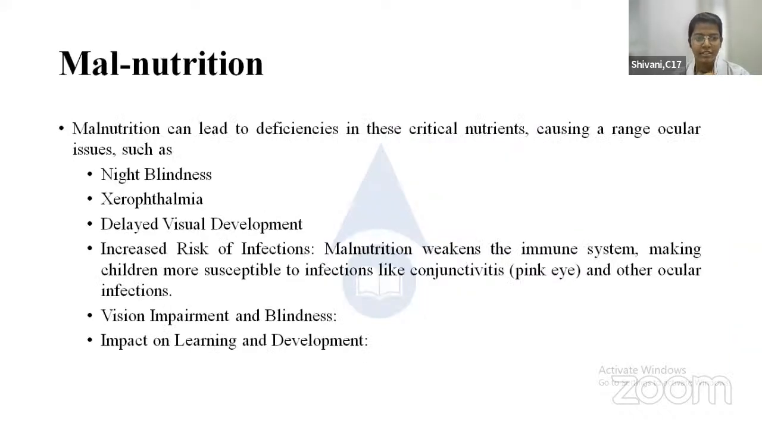Malnutrition. Malnutrition can lead to deficiencies in these critical nutrients, causing a range of ocular issues such as night blindness, xerophthalmia, delayed visual development, and decreased resistance to infections. Malnutrition weakens the immune system, making children more susceptible to infections like conjunctivitis and other ocular infections. Vision impairment and blindness impact learning and development.